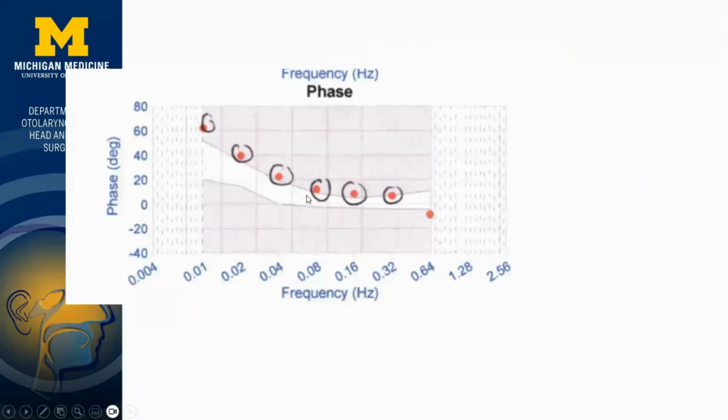So this is a patient that has phase leads all the way across all of those different frequencies. That's what that would look like. Phase lag is relatively rare. So this patient was getting drowsy at 0.64. It's not a real phase lag. That was a tester error, but because I had phase leads all the way through all the other frequencies, I didn't repeat 0.64.